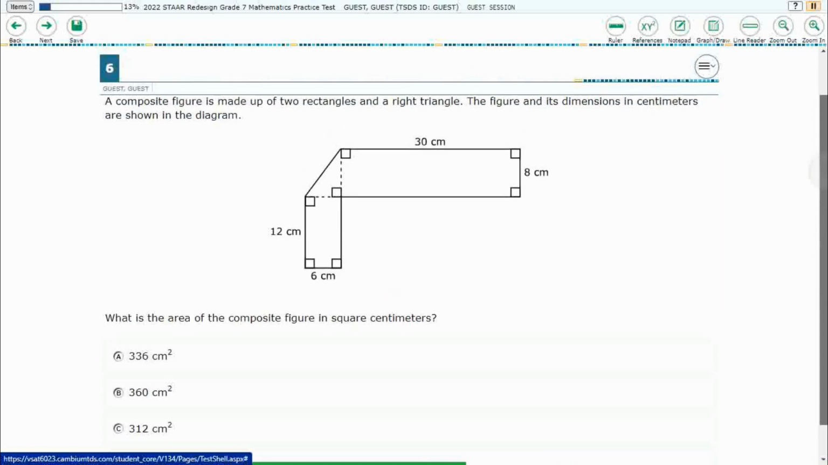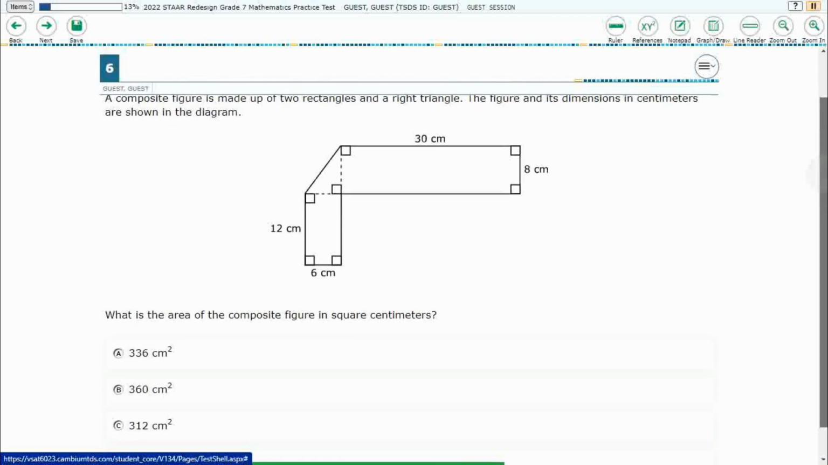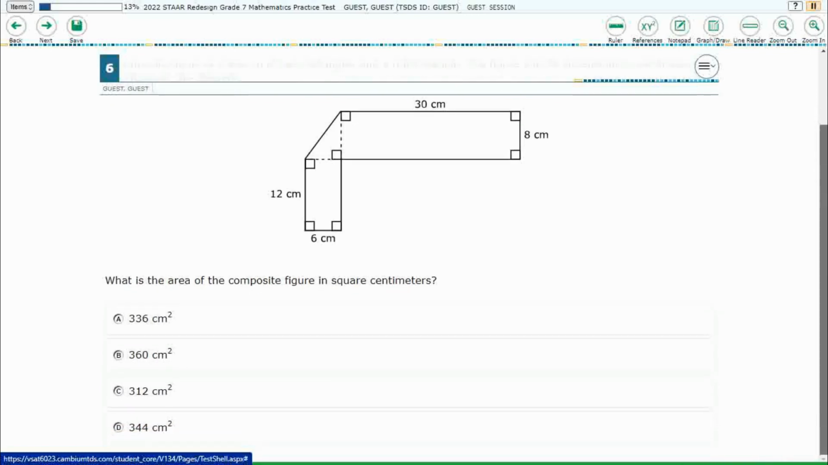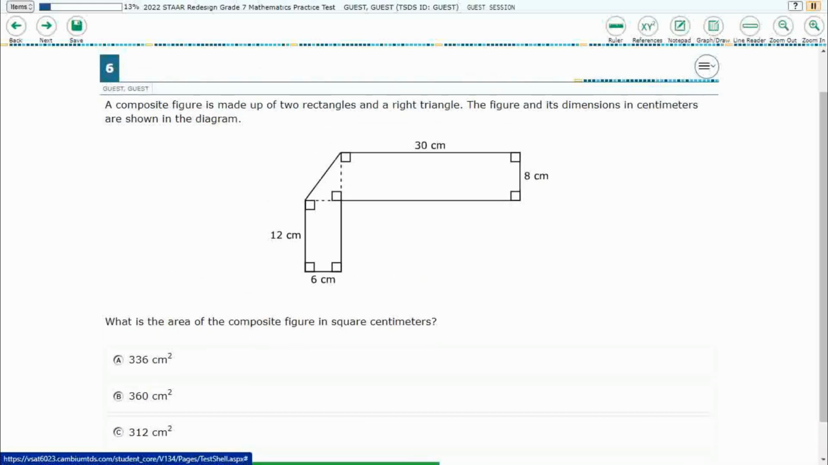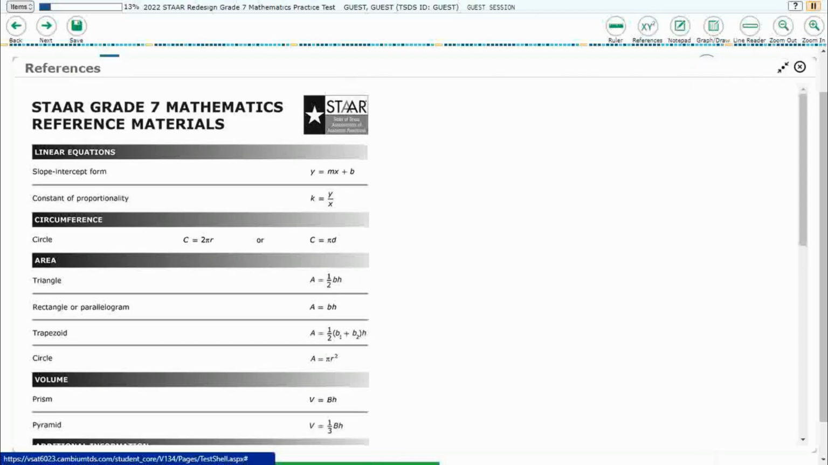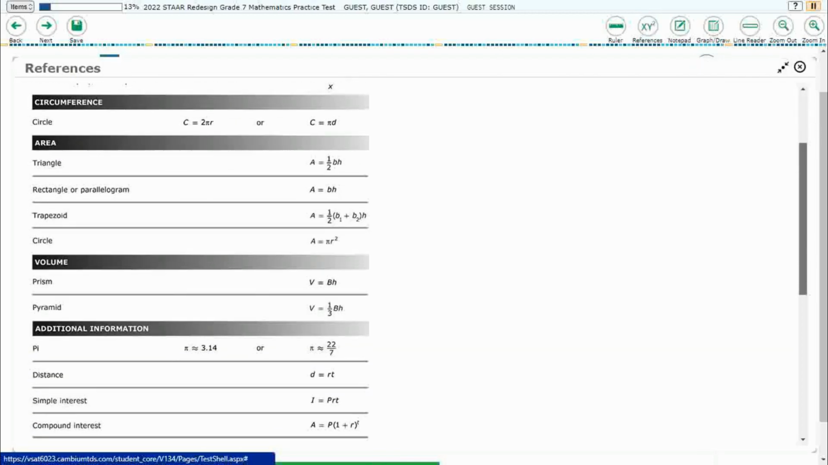So we have this composite figure. Looks like it's two rectangles and a right triangle, and we need to simply find its area. In case we need it, we've always got our reference chart up there. And since we're dealing with two different types of area, let's look up here. You'll see them towards the top of the screen.